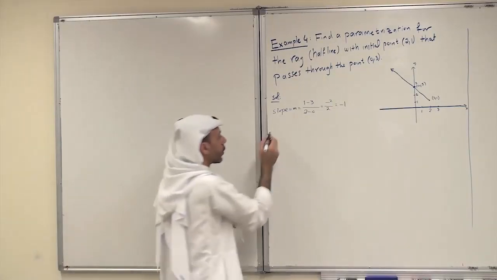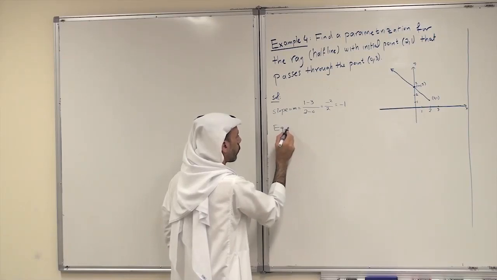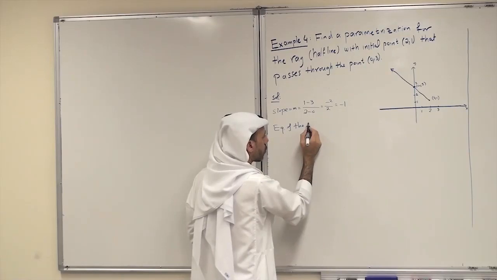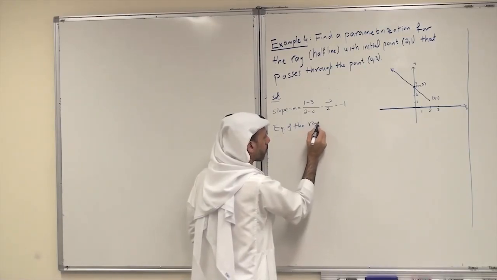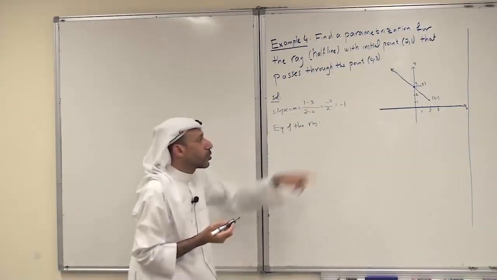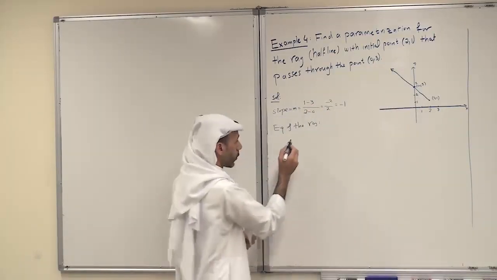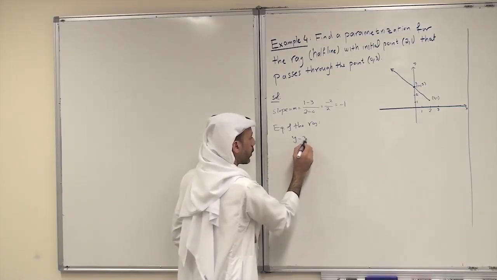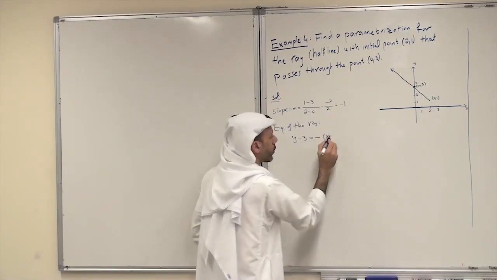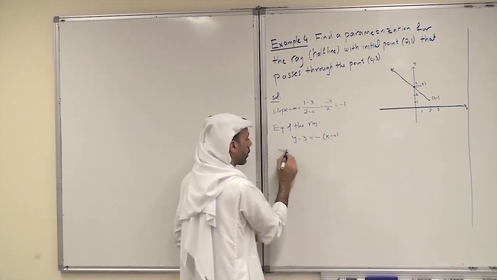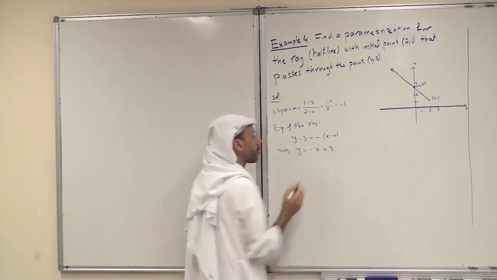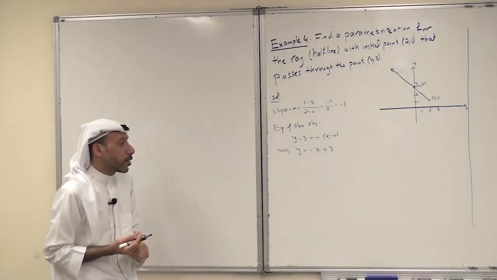To find the equation of the line, or just the ray, you have the slope, and you can choose either one of the points. I can choose the second point, 0 and 3. So this is just y minus 3 equals the slope, minus 1, times x minus 0. So this gives y equals minus x plus 3. This is the equation.